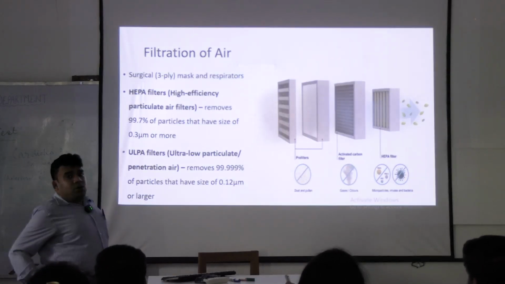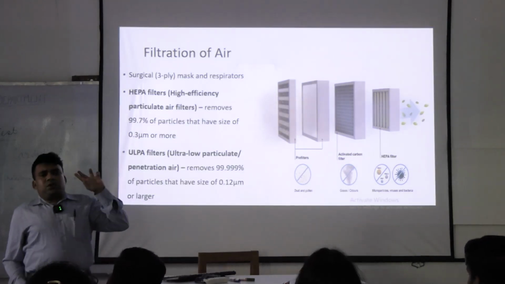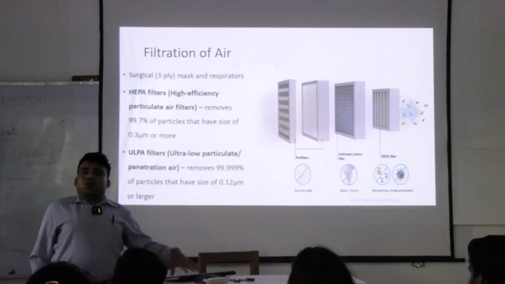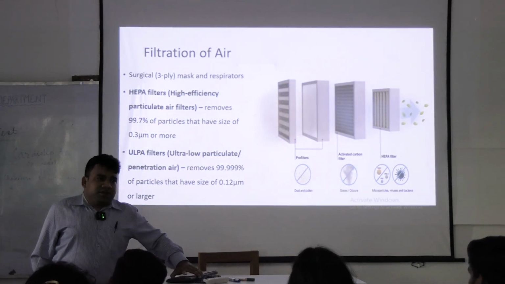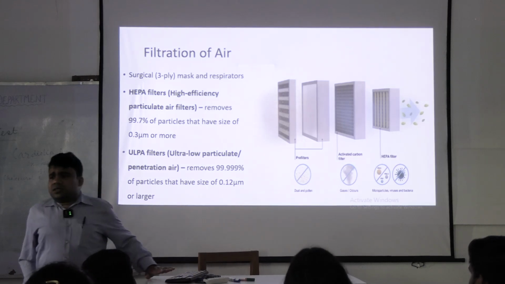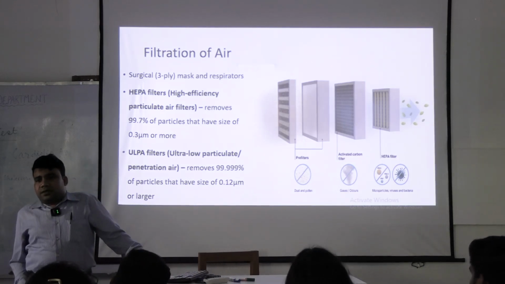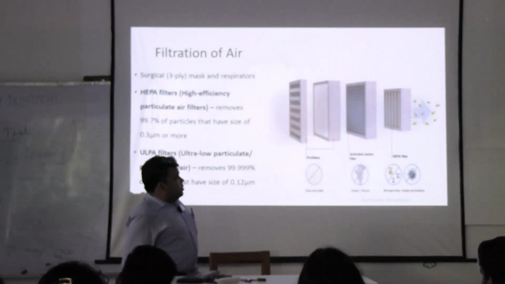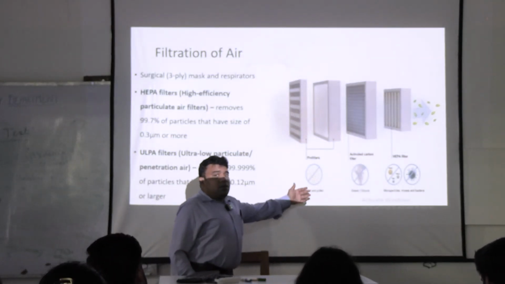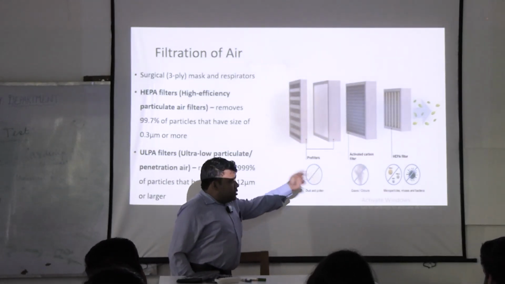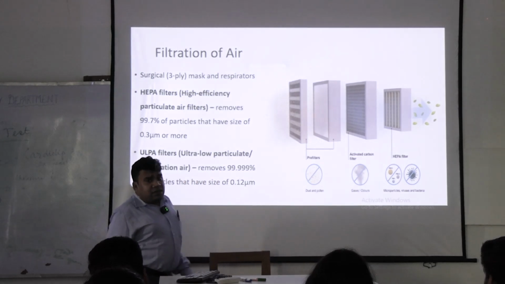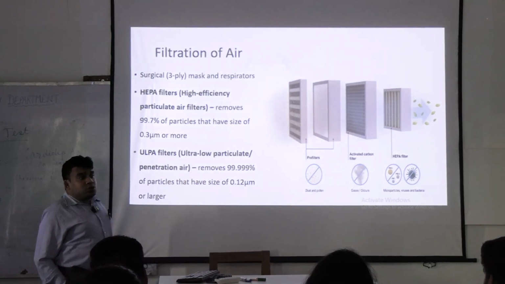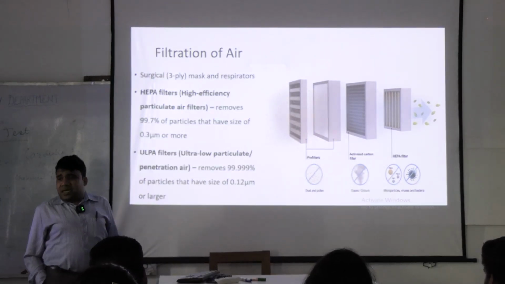Okay. Now coming to air, please try to remember two types of filter are there. One is called the HEPA filter, another is the ULPA filter. So what does this filter have? They have a pre-filter which collects the dust and the pollens, then activated carbon, and then the HEPA filter which filters out most of the bacteria and fungi.